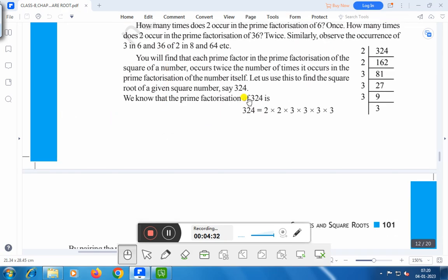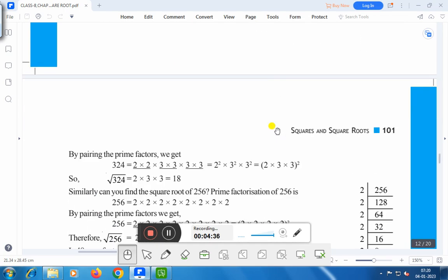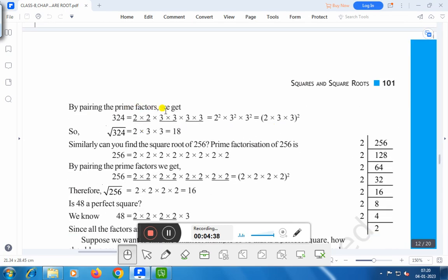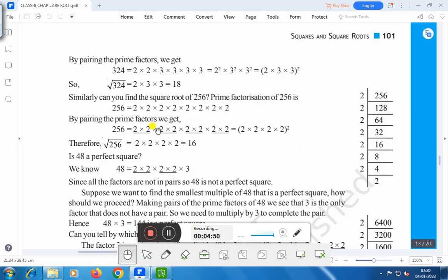Here, 324 can be written as 2 into 2 into 3 into 3 into 3 into 3. By pairing the prime factors, we get 2 into 2, 3 into 3, 3 into 3, that is 2 square, 3 square, 3 square, or (2 into 3 into 3) whole square. So the square root of 324 is 2 into 3 into 3, that is 18.